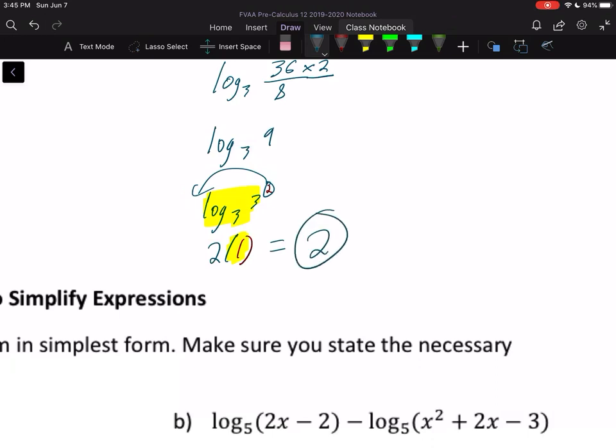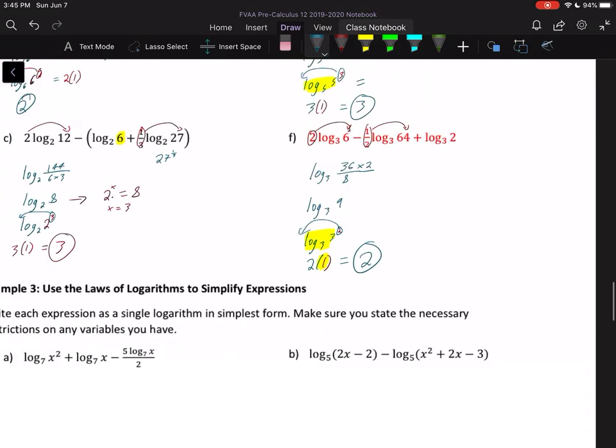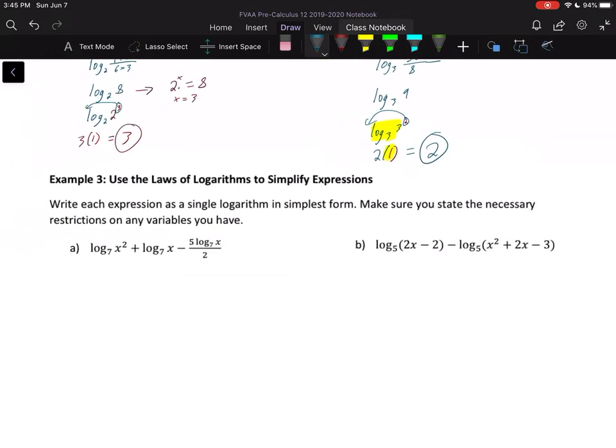Final answer. All right, so hopefully those are becoming more familiar for you. Okay, hopefully those went well for you. Now let's use these laws to simplify some more expressions, specifically dealing with some binomials and trinomials in some algebraic kind of setting here.